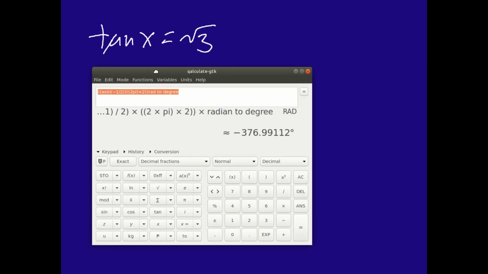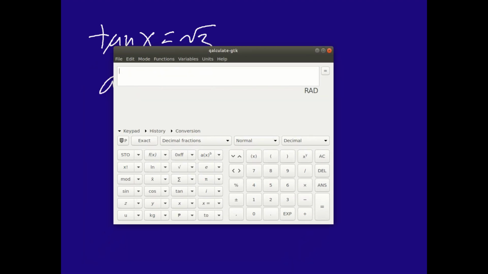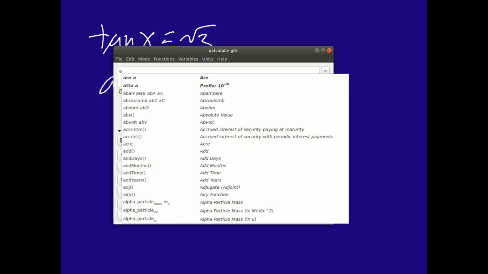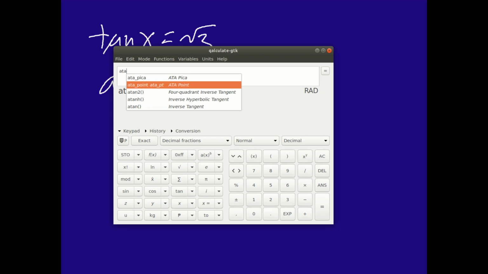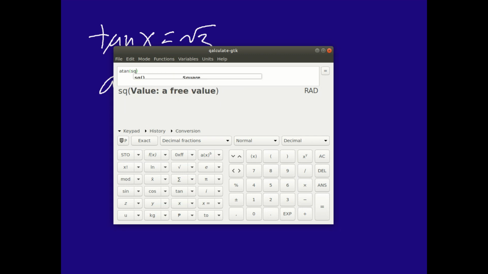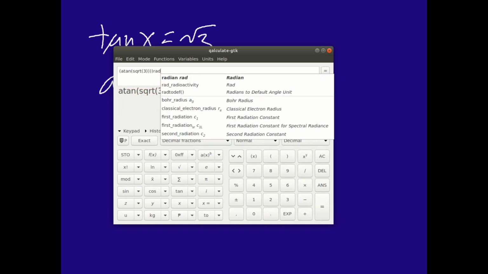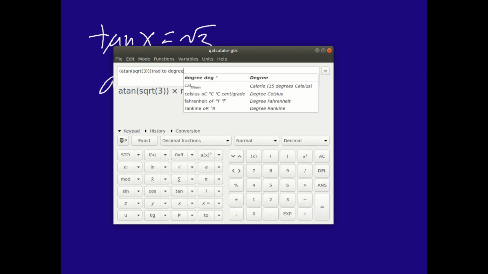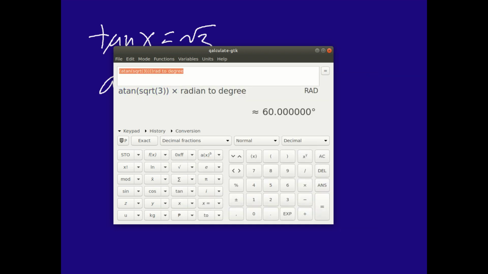I'll just clear this. arctan and I have the square root of 3. So I press enter and I get 1.04. That doesn't tell me much yet because that's in radians. Now to have success with this, I need to convert this to degrees, if you will. All right, so to do that, I put in my parentheses and I put radians to degrees. And you can see right there that I get 60 degrees.